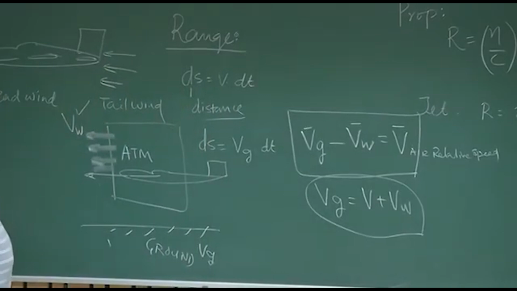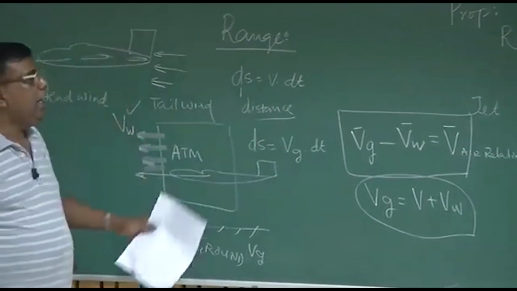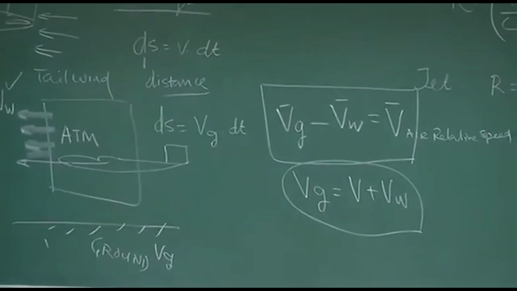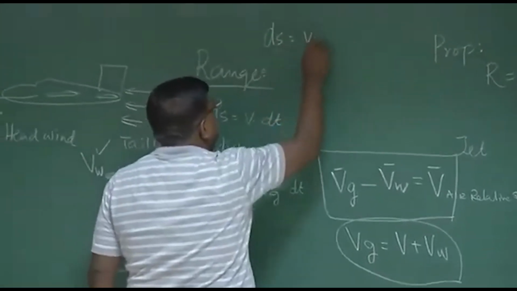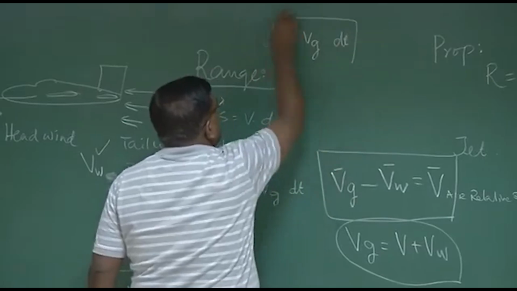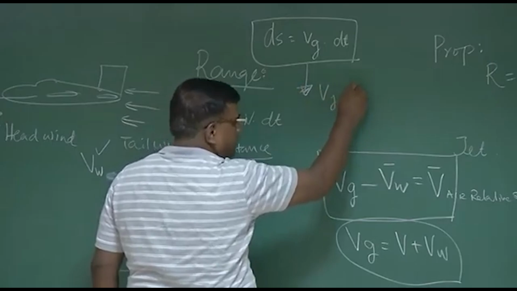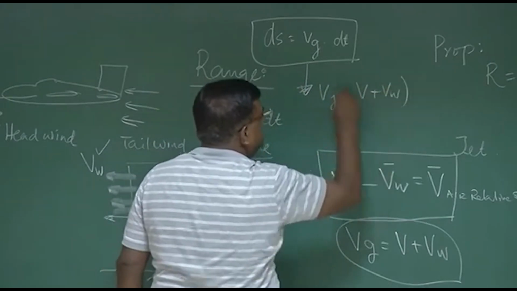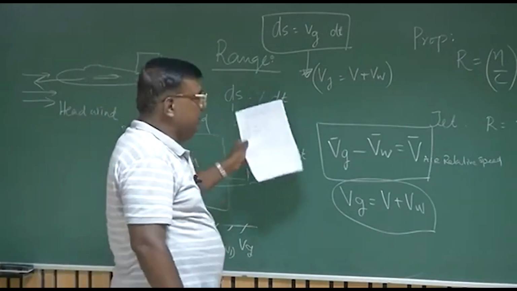Correct? So when I again come back to this equation, ds equal to V into dt, I know that V has to be V ground, or V with respect to the ground, and it was equal to the air relative speed when there was no atmospheric wind. But now if there is atmospheric wind, I have to write ds as Vg dot dt. This is the correction. Correction means you have to modify your thing, where Vg is V plus Vw. This is clear? Okay, this is at a fundamental level.